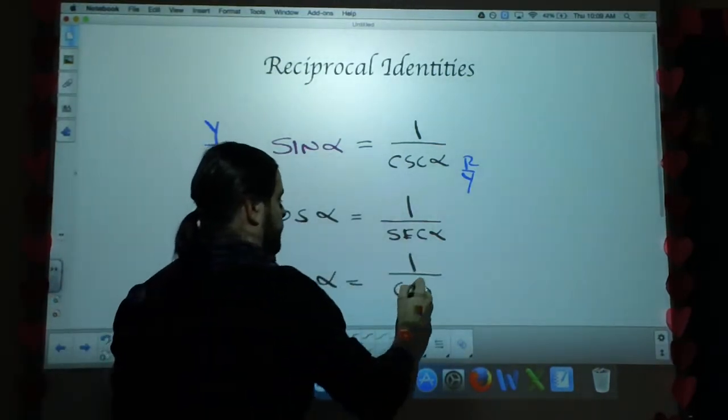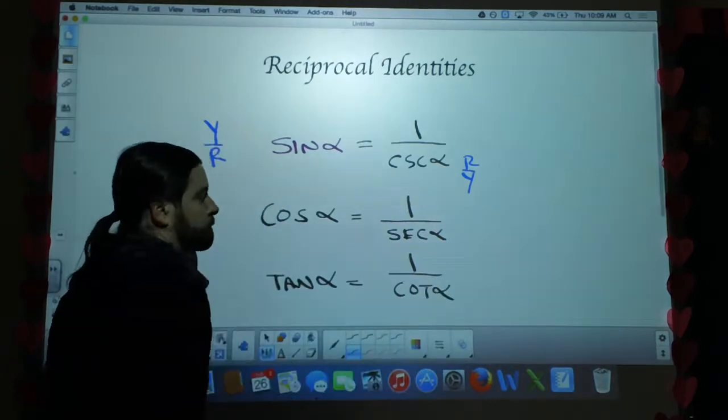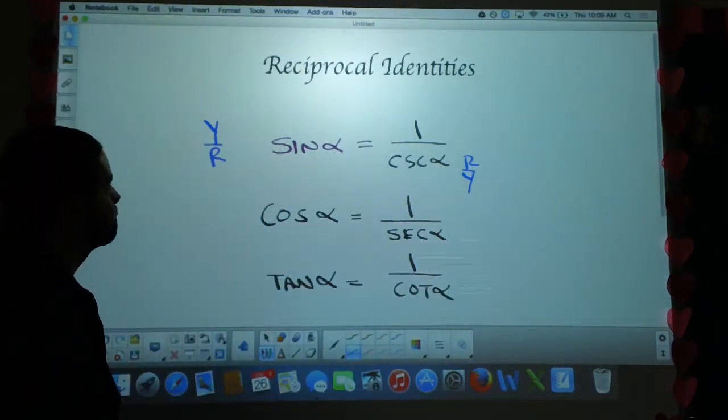Tangent is 1 over cotangent because they are reciprocals. Cotangent is 1 over tangent. Super useful.